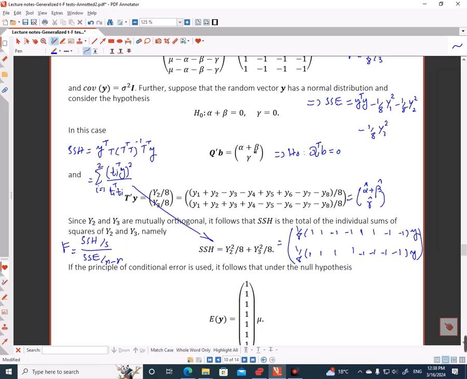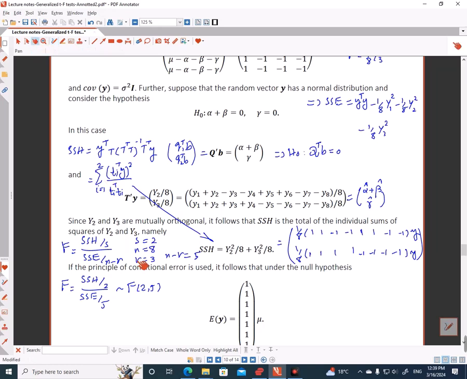Remember here we have two functions, so it is q1 prime b, and this one is q2 prime b. We have two functional parameters, so s is equal to 2, and in this case n is equal to 8, r is equal to 3, so n minus r is equal to 5. So you can construct your F. Your F is SSH divided by 2, over SSE divided by 5, and it has an F distribution with 5 degrees of freedom.